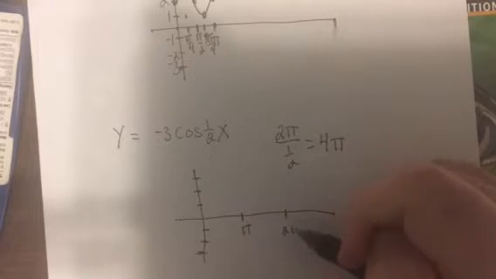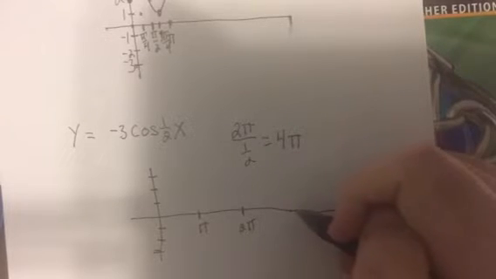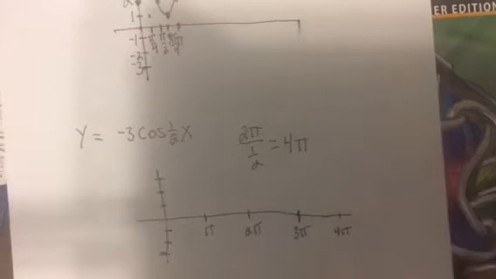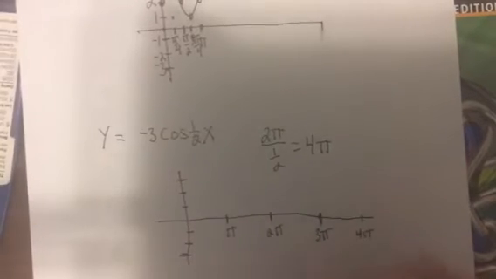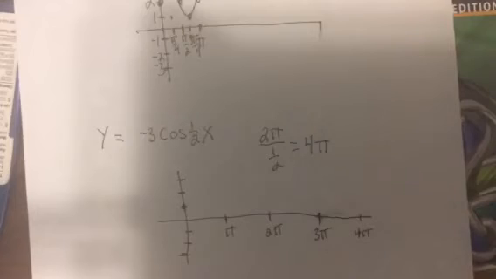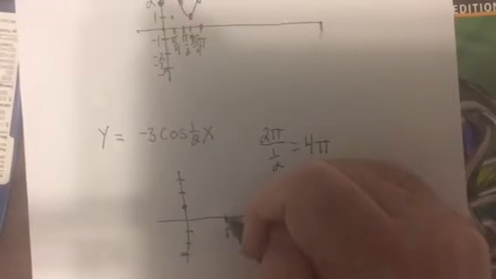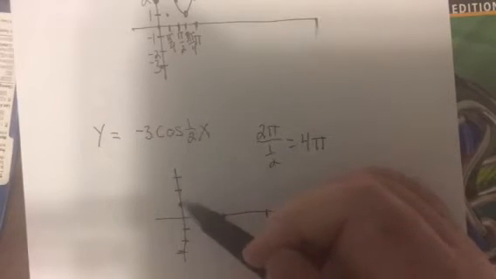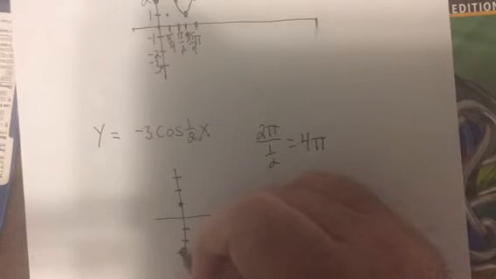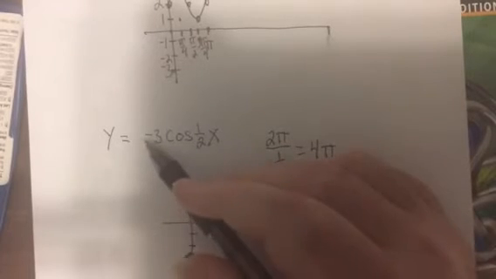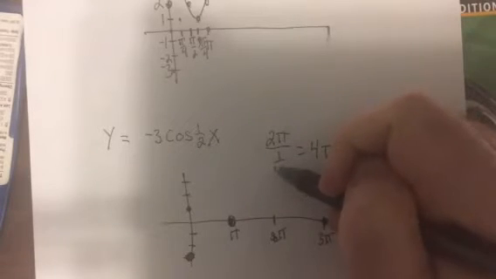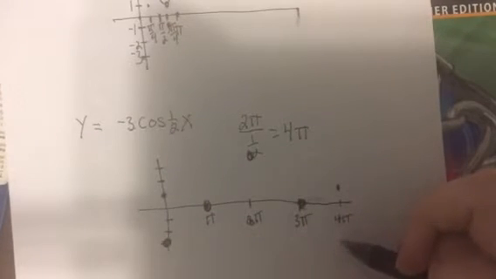So then 2 pi. So notice it's stretching out along the x-axis. 3 pi, 4 pi. Now, cosine, if you remember, starts at 1. Something's wrong with my iPad. And it goes to 0, negative 1, 0, 1. Now, negative 3, we're not shifting down, we're stretching down. So, 1 times negative 3 is negative 3, so it's going below the x-axis because it's negative, and then stretching 3: 0, 0, negative 1 would be 3, 0, and then negative 3.